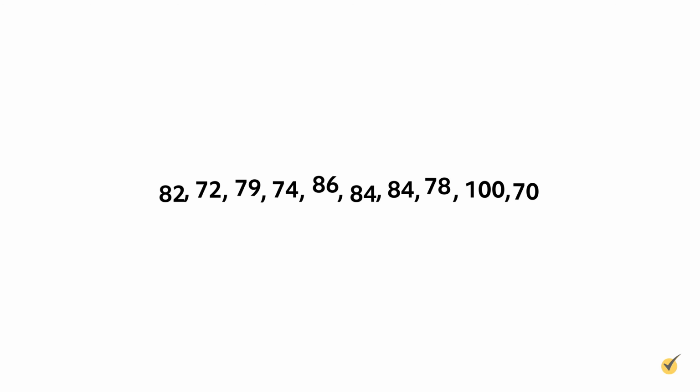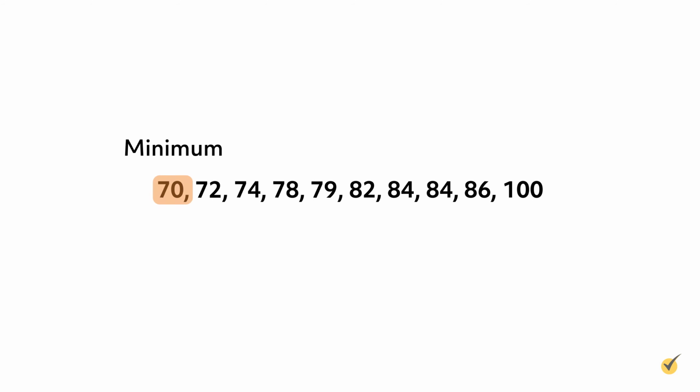Consider the following dataset. Let's find the 5-number summary, look for outliers, and create a box and whisker plot. First, order the numbers in the dataset from least to greatest. Now that the numbers are in order, we can identify the 5-number summary. Let's start with the minimum and maximum. The minimum is 70 because that's the lowest number in our dataset. Likewise, the maximum is 100 because it is the highest number in our dataset.